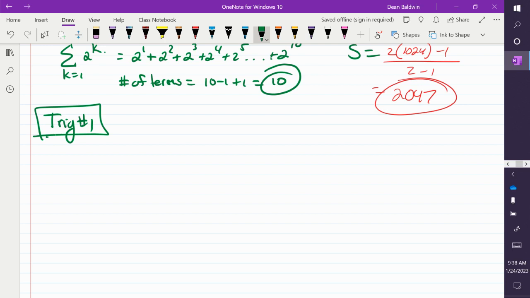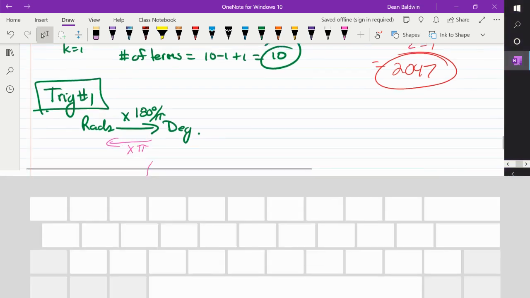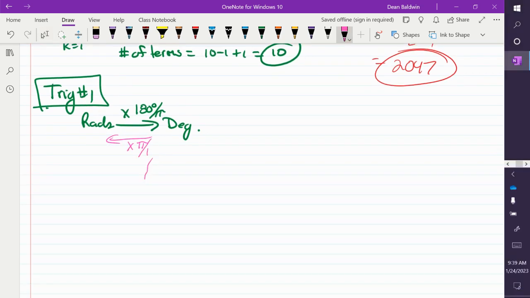Do we know how to convert between rads and degrees? We've done it a million times. If you're going rads to degrees, you multiply by 180 over pi, right? Because you want the pi's to cancel. 180 over pi. There we go. And if you go the other way, you multiply by pi over 180. Okay.